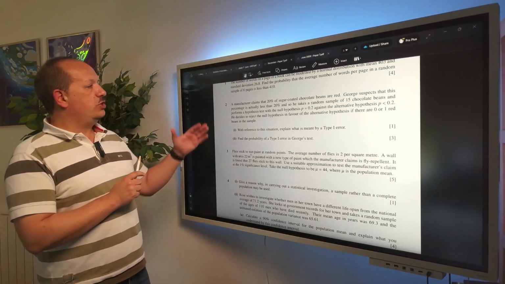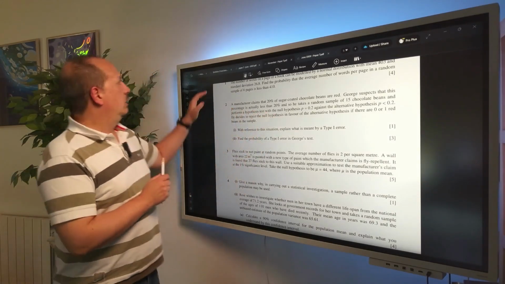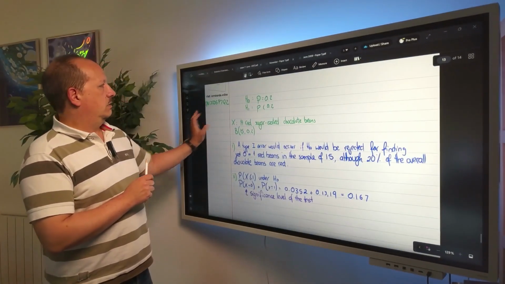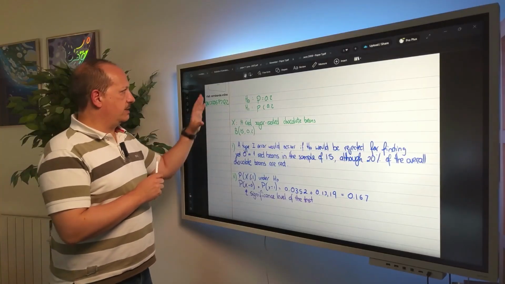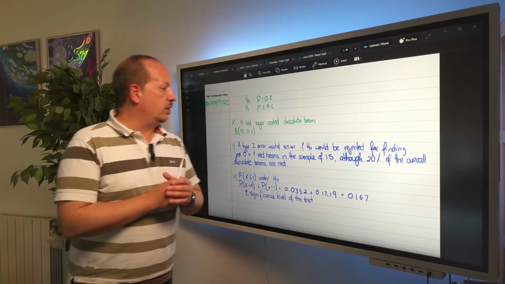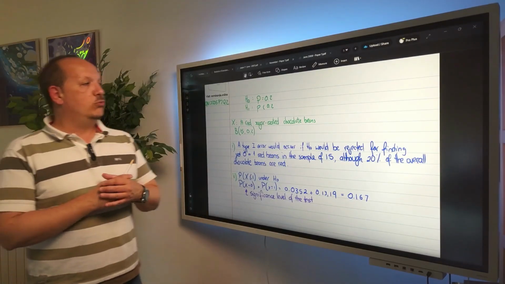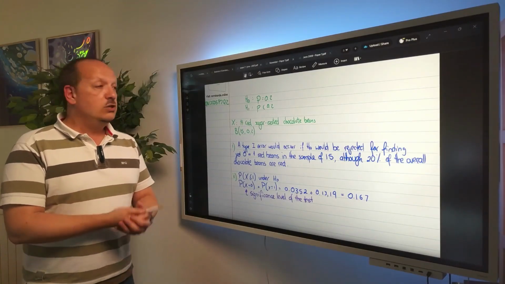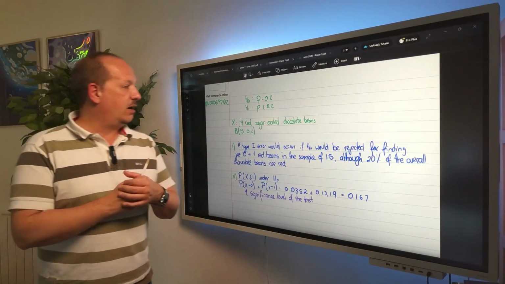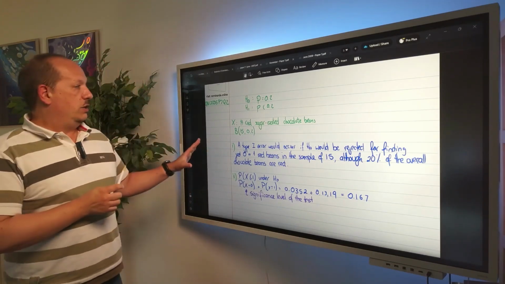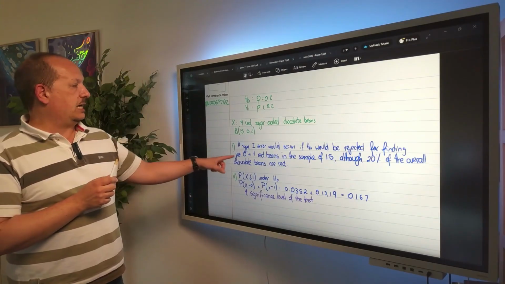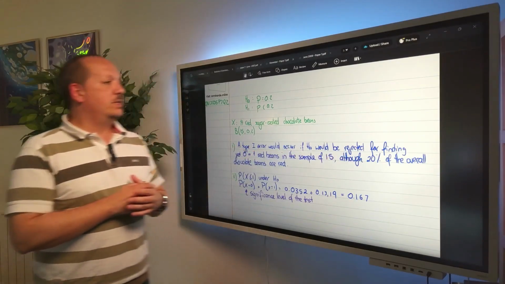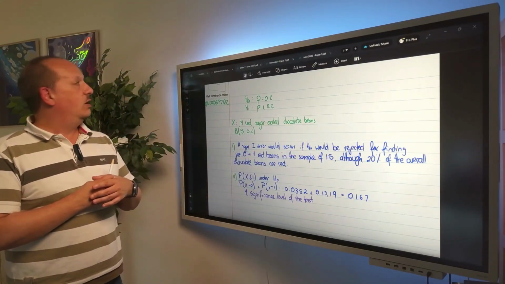With reference to this situation, explain what is meant by a type 1 error. Again, what is a type 1 error? A type 1 error occurs. Let me go there first. So here in green, the circumstances of the question. A type 1 error would occur if the null hypothesis would be rejected for finding just 0 or 1 red beans in the sample of 15, although 20% of the overall chocolate beans are red. Okay? So you would reject the null hypothesis, although 20% of the overall chocolate beans are red.